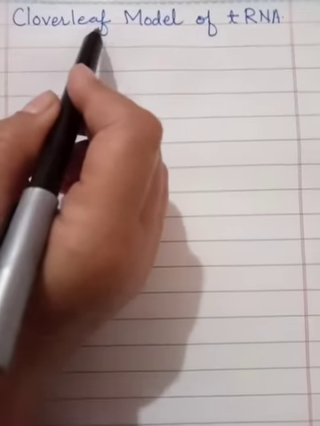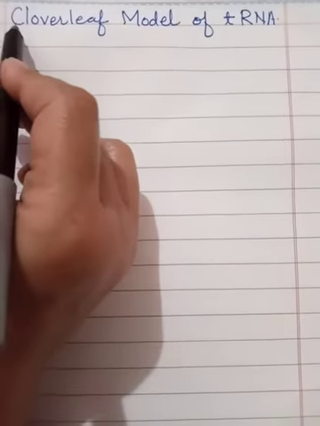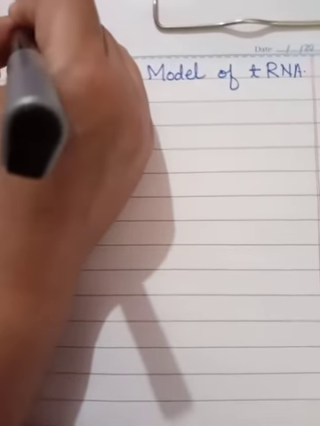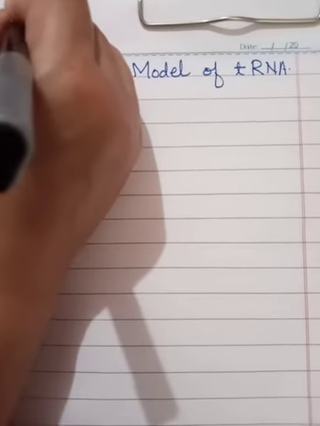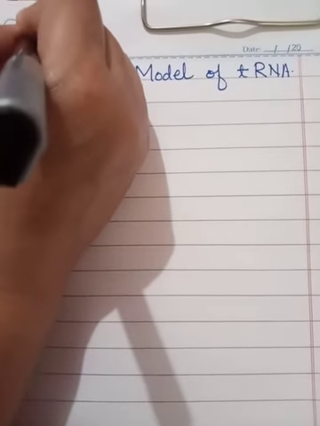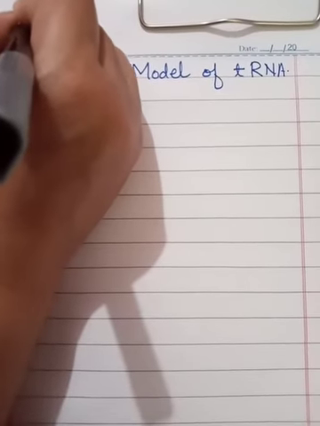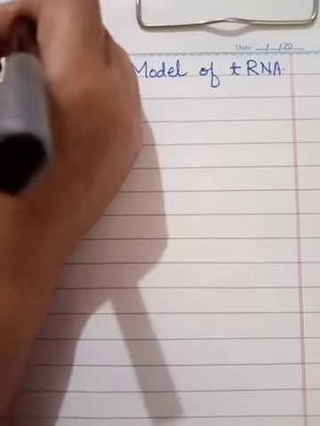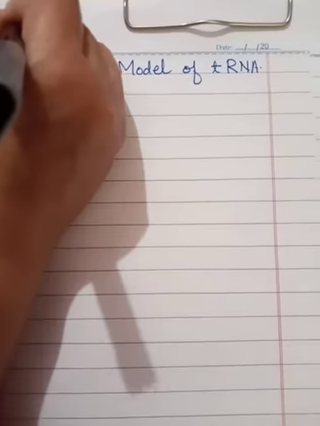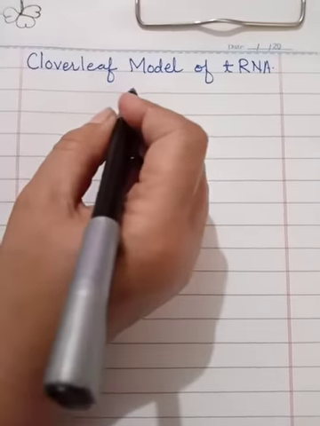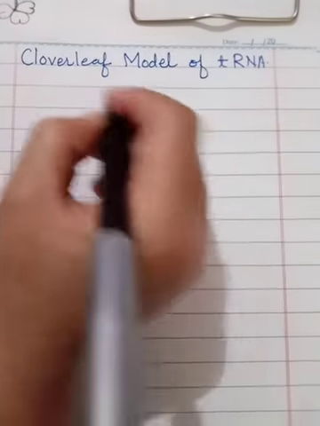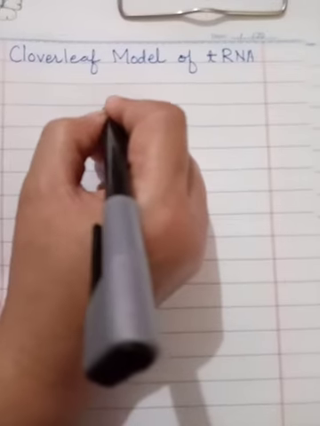Today I will discuss the cloverleaf model of transfer RNA with the help of its diagram. Why do we call it cloverleaf? Because it resembles the clover leaf, which is a herb, and this leaf has three lobes. Transfer RNA, in its structure, has three lobes like this clover leaf. That's why we call it the cloverleaf model of transfer RNA. Now let's start it.